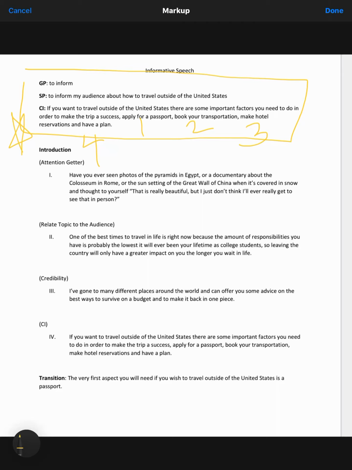And tonight you're going to have homework. You're going to go into the assignments and you have a GPSP-CI assignment. And I believe it's on Hawaii. What to do when you're in Hawaii.